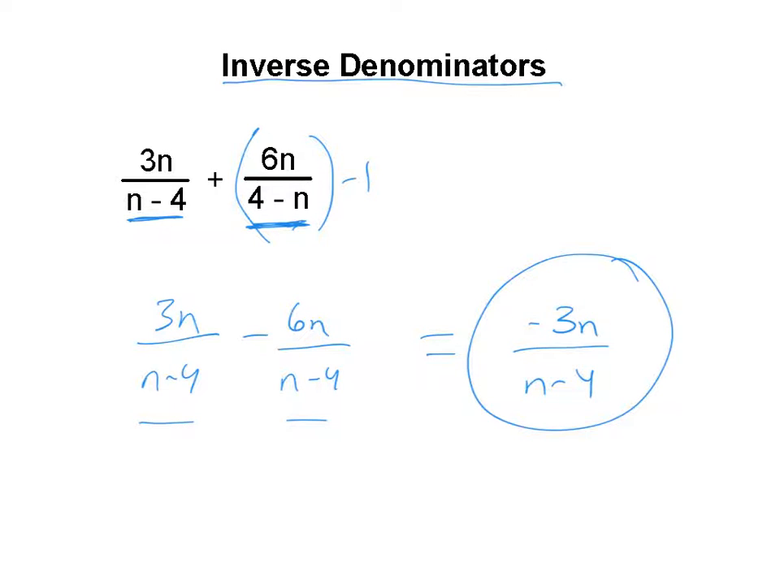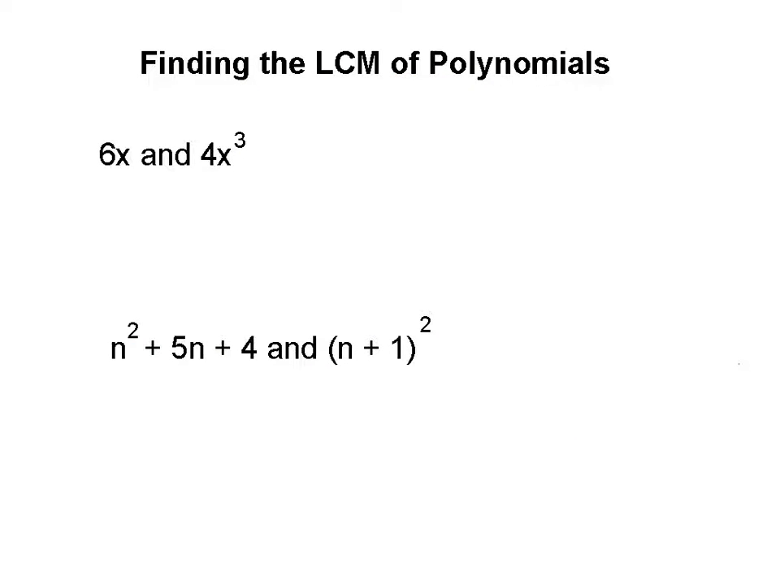So if you do notice that your denominators are opposite or inverses of each other, just take one of them times negative 1, and then they'll match. And then you can do your math. Okay, but some problems are not going to have denominators that match.